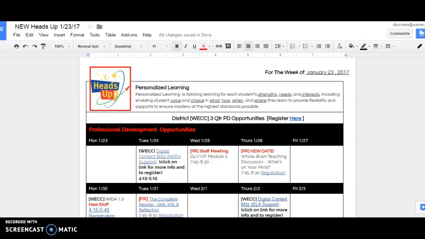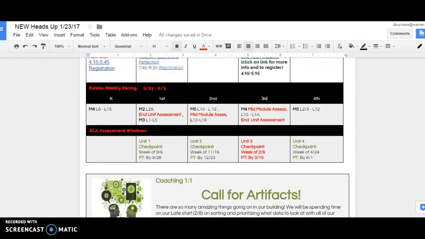On our Heads Up, I added a new section. Right here underneath the calendar, I have a Eureka Weekly Pacing. This is the pacing guide that we looked at and created when we met before Christmas break. So what I'll try to do each week is put in there approximately where you should be if you're keeping up with that pacing, and if you have a unit assessment or a mid-module assessment during that week. This way, Mr. Kumler can also keep track of when you will be testing and help remind you to put your data into the required documents.